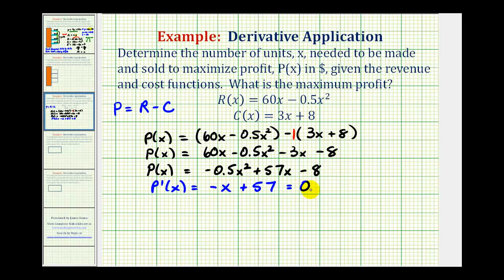So this equation here is pretty straightforward to solve. We would add x to both sides of the equation. We would have 57 equals x.